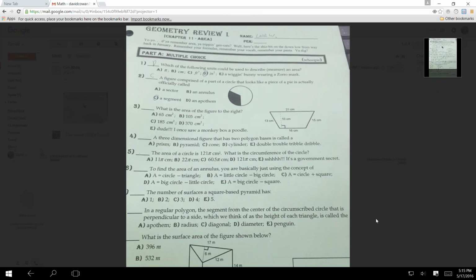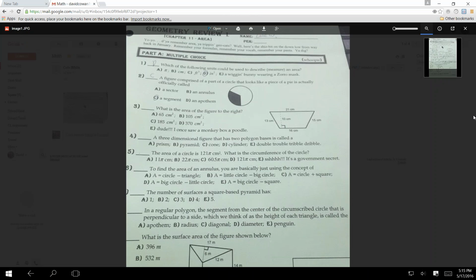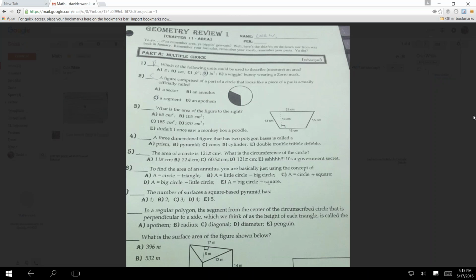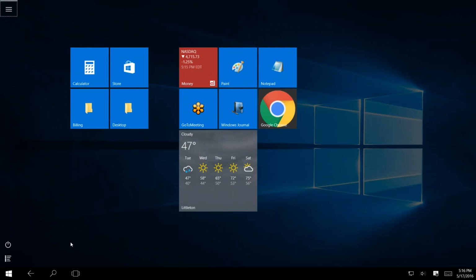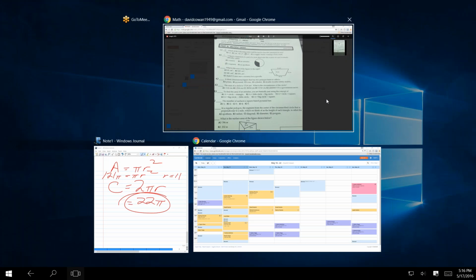So maybe it's like if you have a circle and there's a non-shaded part and the rest of it's shaded. The inside is the annulus. Or are you saying the shaded part is the annulus? Big circle minus little circle? Yeah. Well, I'm still a little confused. In other words, what, hold on.